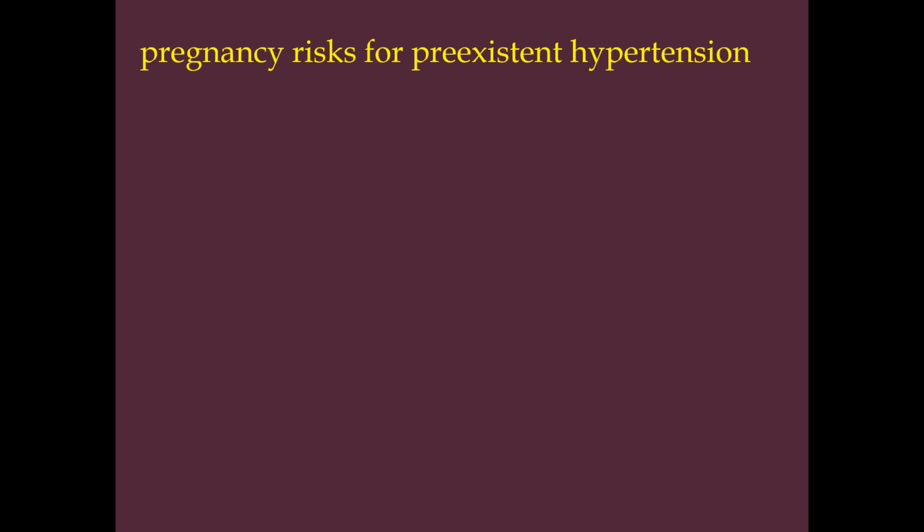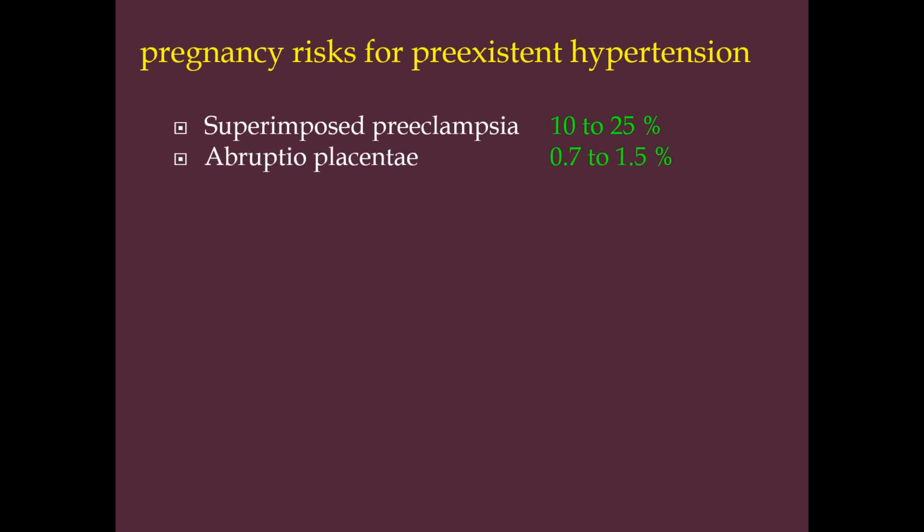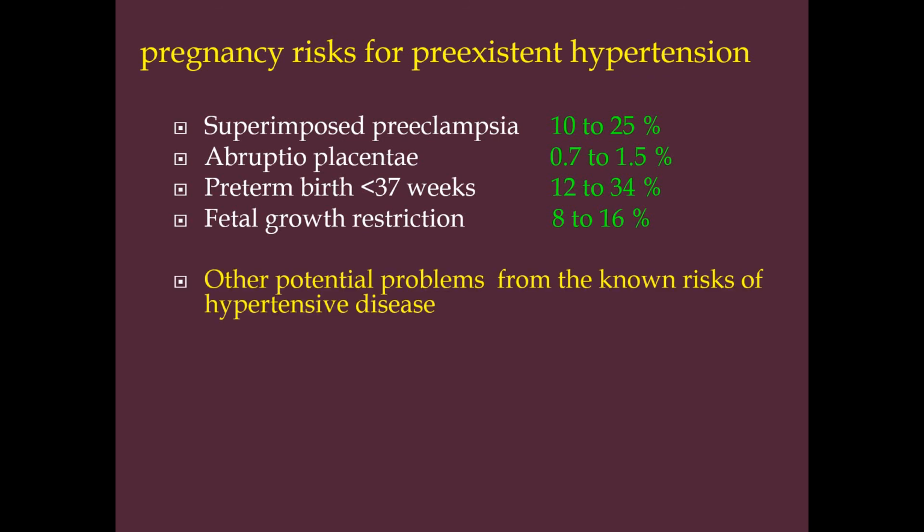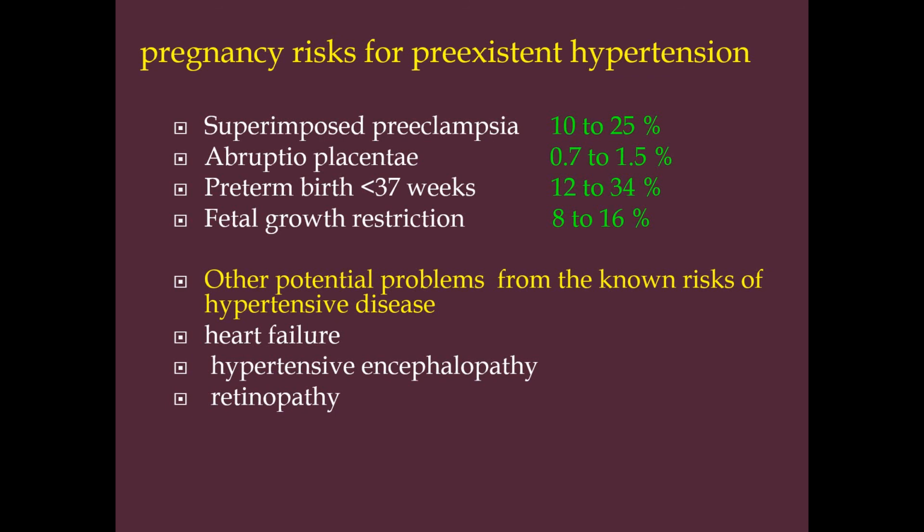The answer is yes. And if you want to know why, you have to know that superimposed preeclampsia occurs in 10 to 25% of chronic hypertension. Abruptio placenta occurs in 0.7 to 1.5%. Preterm births less than 37 weeks occur in 12 to 34%. Fetal growth restriction occurs in 8 to 16%. Other potential problems from known risk of hypertensive disease include heart failure, hypertensive encephalopathy, retinopathy, and cerebral hemorrhage.